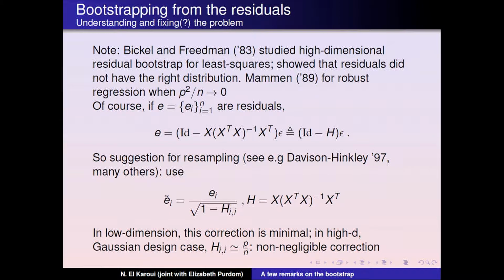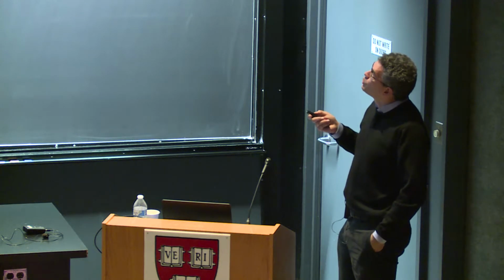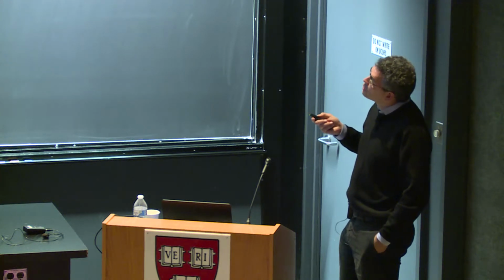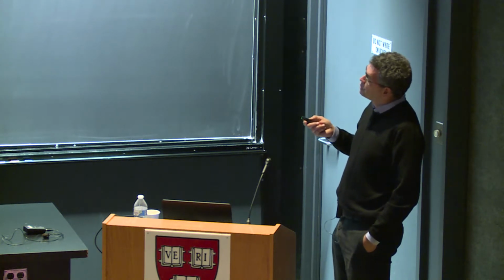So the residuals in least squares, which again is a completely uninteresting case, have a very simple relationship with the true errors. Namely, you take the identity, you subtract this hat matrix, which is a p-dimensional projection matrix, and you apply this to the errors. So it's basically obvious that the residuals don't have the right variance. And what's often suggested in practice for resampling is to use scaled residuals or studentized residuals.